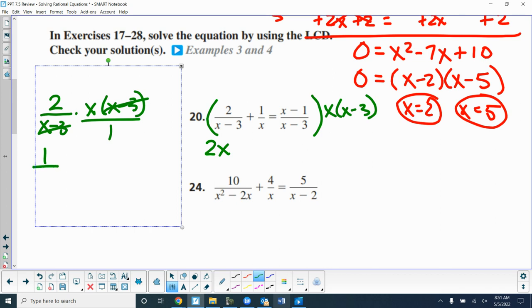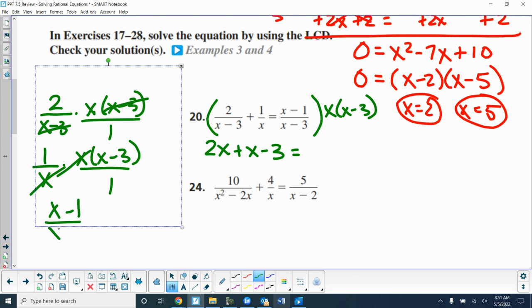When I do the 1 over x times x minus 3 over 1, the x's go away, right? So what's 1 times x minus 3? X minus 3. When I multiply x minus 1 over x minus 3 times x minus 3, those go away, right? So then it's x times x minus 1. No fractions left. Okay? But we get an x squared again when I distribute.